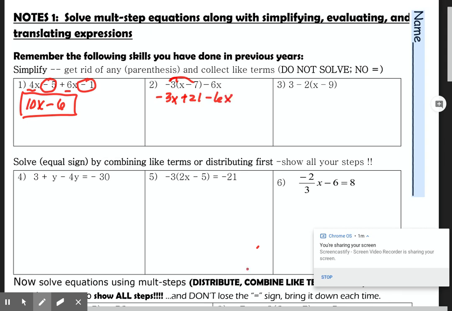Then I combine my like terms, which are my variable terms. So I have -3x and -6x. Again, same signs, add and keep. So this will be a -9x, and then plus 21, and that's it. We don't have any more like terms.